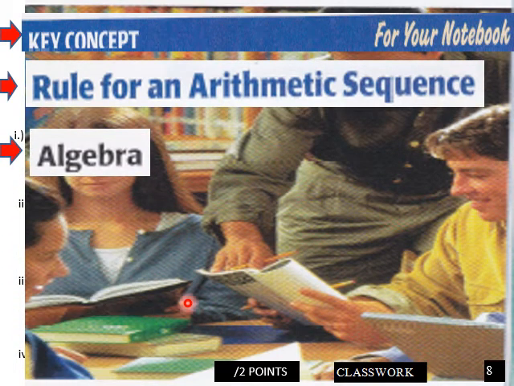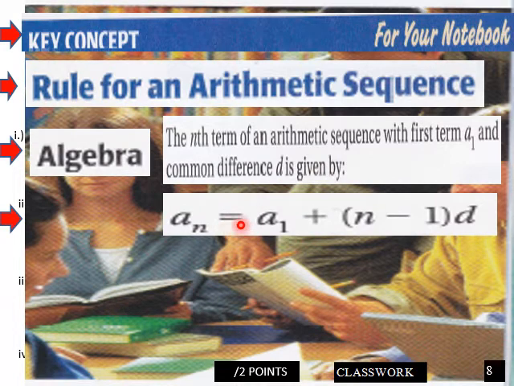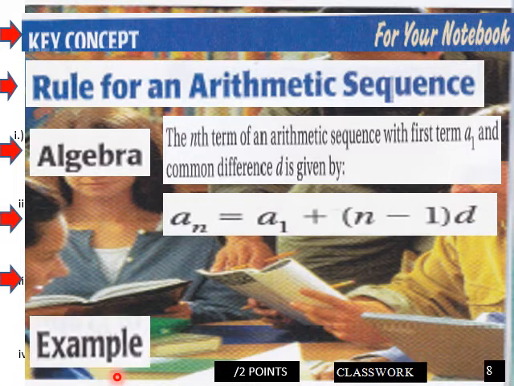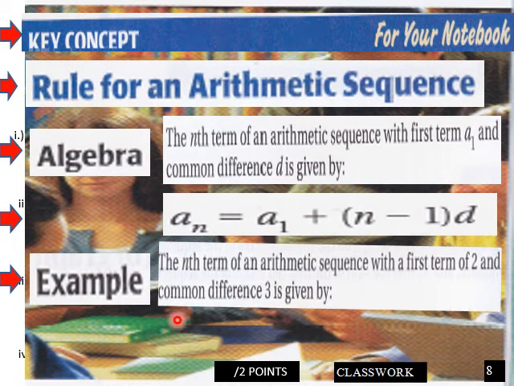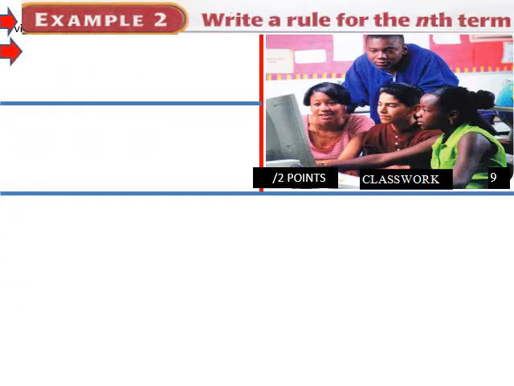Okay, rule for an arithmetic sequence. The nth term of an arithmetic sequence with first term a1 and common difference d is given by an equals a1 plus n minus 1 times d. Example: the nth term of an arithmetic sequence with first term 2 and common difference 3 is given by an equals 2 plus n minus 1 times 3, or an equals -1 plus 3n. That would be an arithmetic sequence. Write a rule for the nth term here.